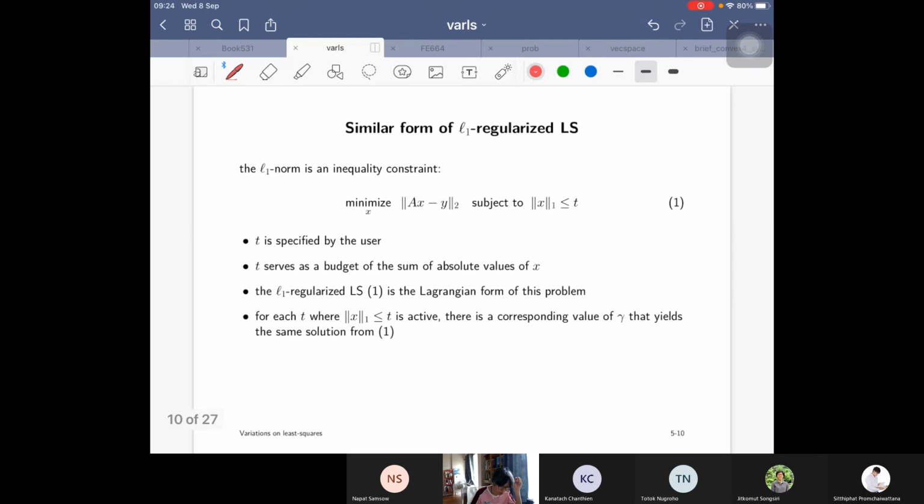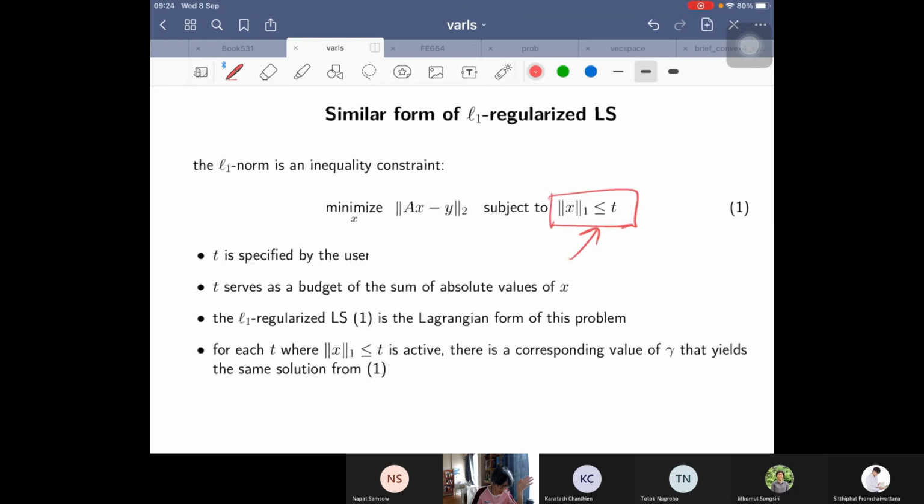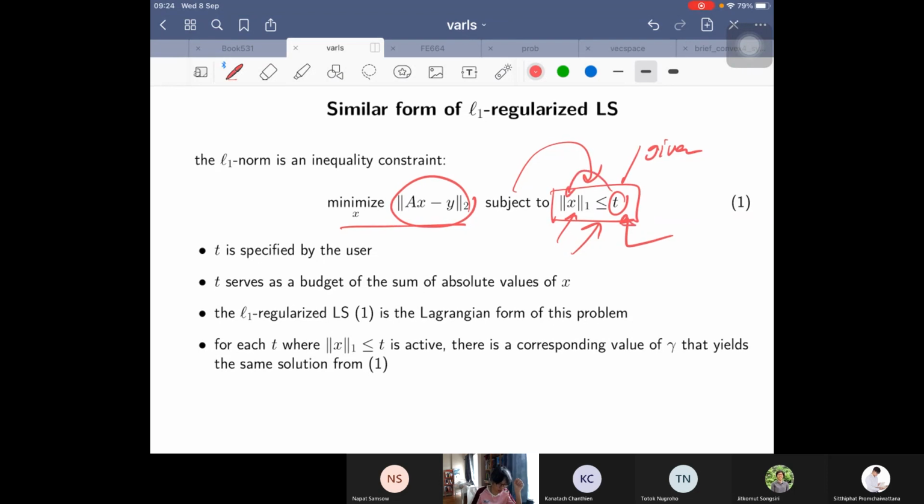You will see in the literature that the L1 regularization problem can be cast in different representations. Instead of having the L1 norm as a cost objective, some people also put it in as a constraint. So this is to say, I want to minimize the two norm, the least square objective, subject to the one norm of my x being less than t, where t must be given by the user. The meaning is always the same: you are the one who decides the degree of sparsity in x.